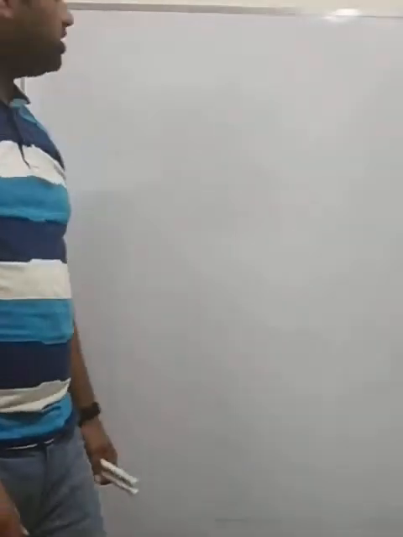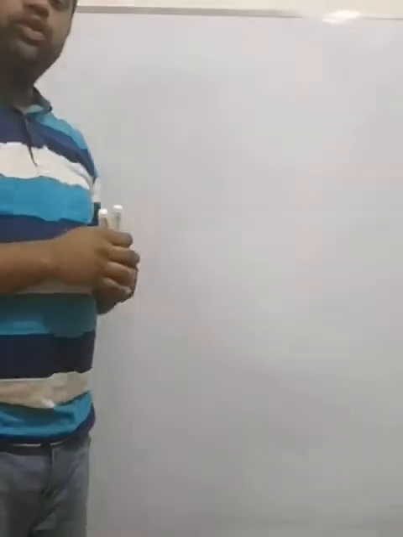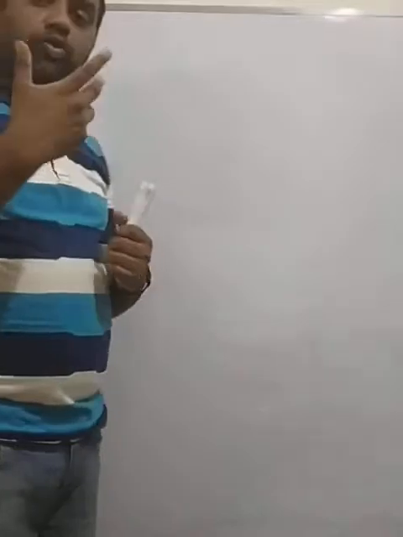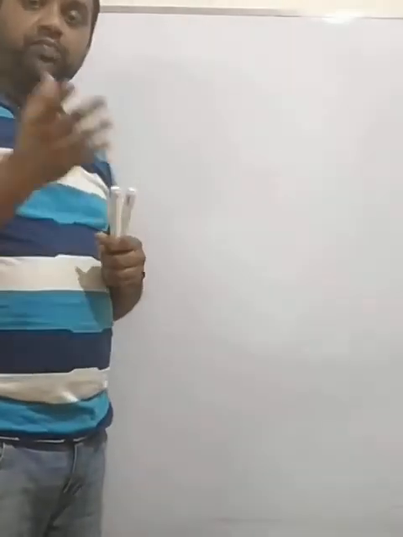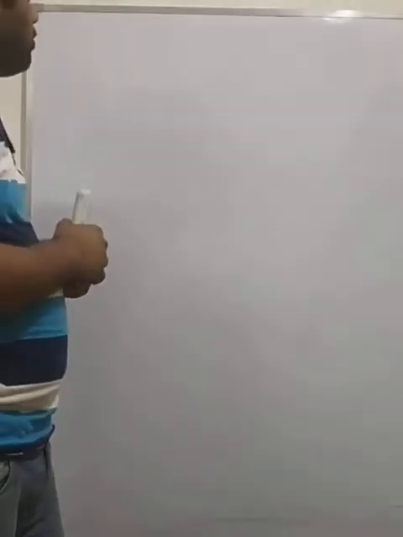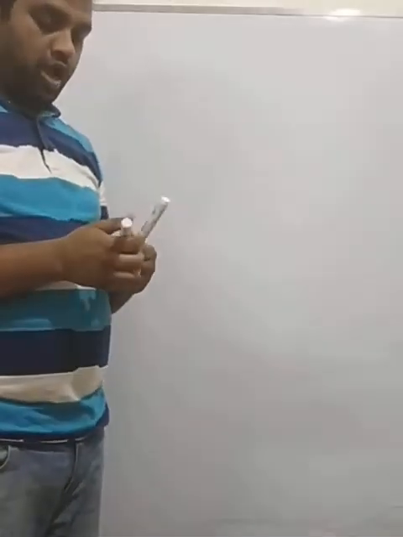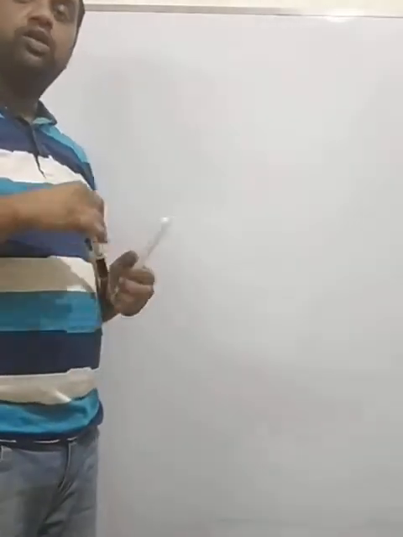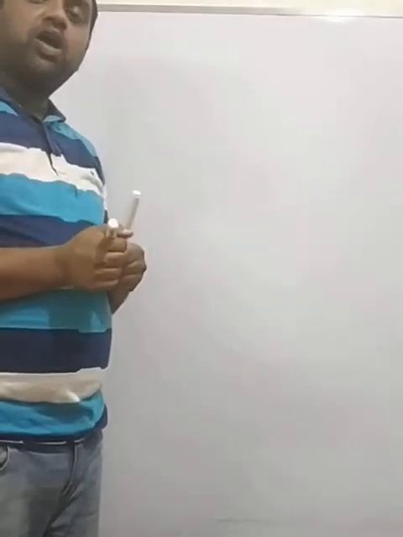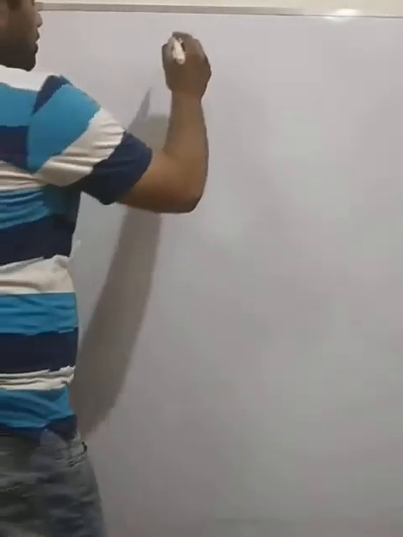Good morning, students. Today we are going to learn the two theorems of Chapter 2, Polynomials, of Class 9 from the NCERT book. The names of the theorems are the remainder theorem and the factor theorem.